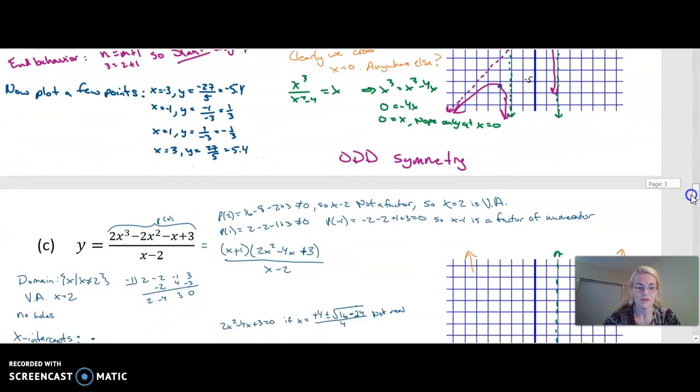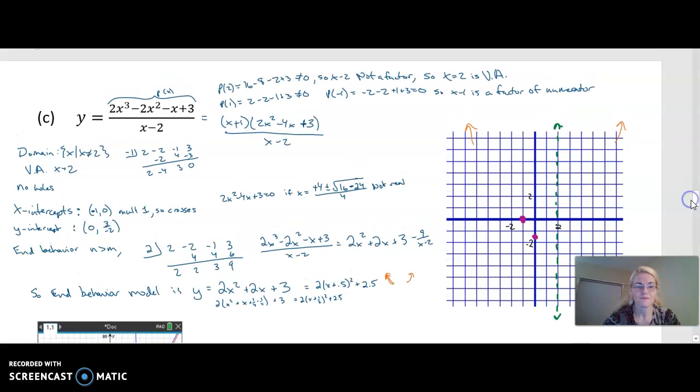Okay, one more, and then we'll do something a little different. So in this case, I've got 2x cubed minus 2x squared minus x plus 3 all over x minus 2. Again, your domain is x cannot equal 2. Is that going to simplify out? Is it a hole or is it a vertical asymptote? Well, I used the factor theorem, or technically the remainder theorem, to help me determine if x minus 2 was a factor of this polynomial up top. If I plugged in 2, I got not 0. So it's not a factor, so it's not going to be a hole. No hole, so x equals 2 is a vertical asymptote.